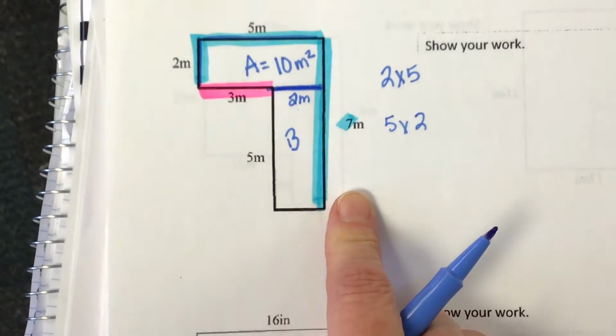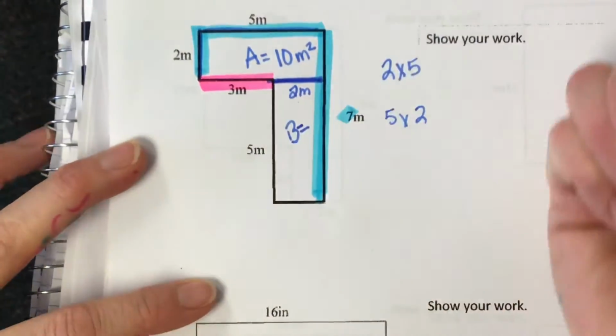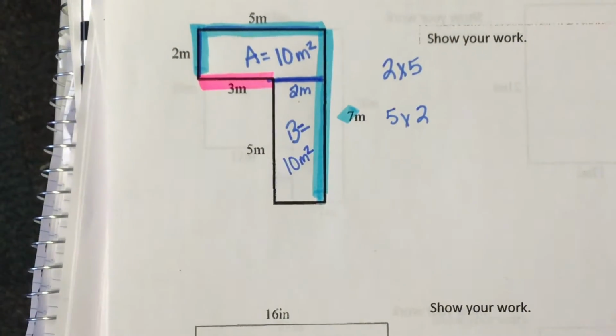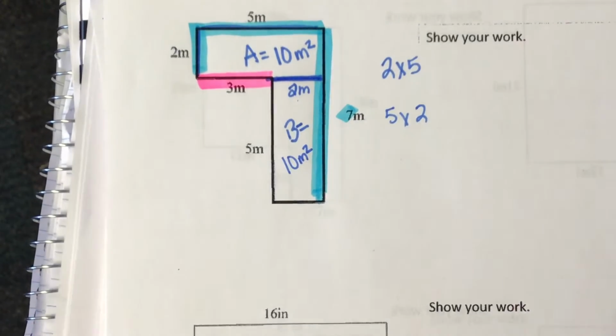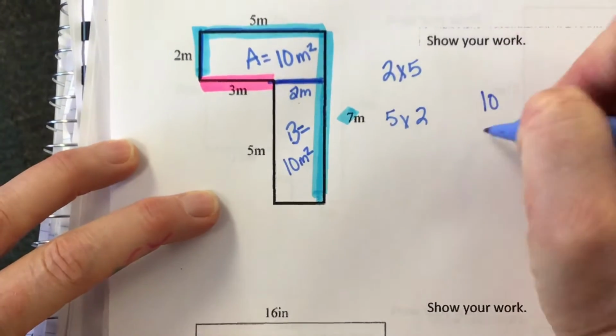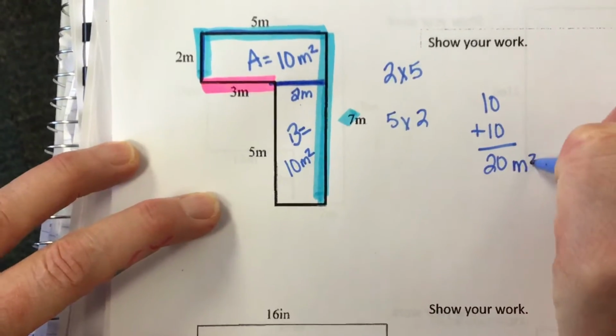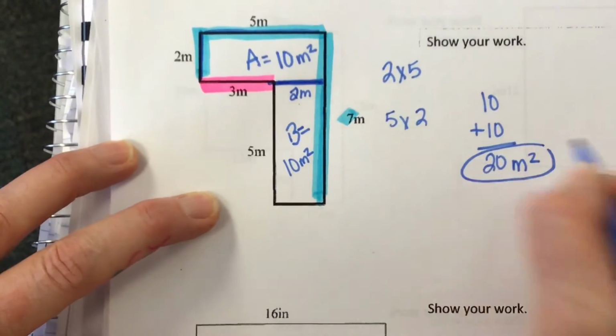What is 5 times 2? What's the area of rectangle B? 10 meters squared. So to find the total area, we need to add 10 meters squared plus 10 meters squared to get 20 square meters, or 20 meters squared.